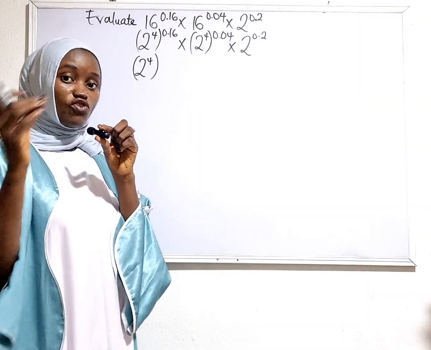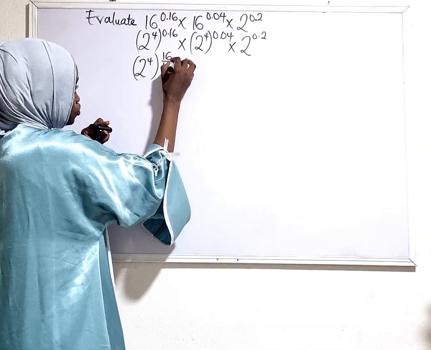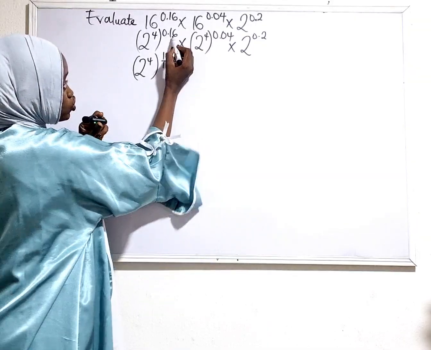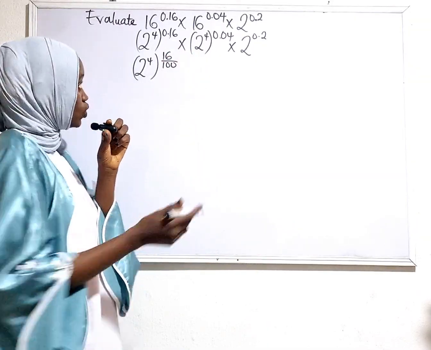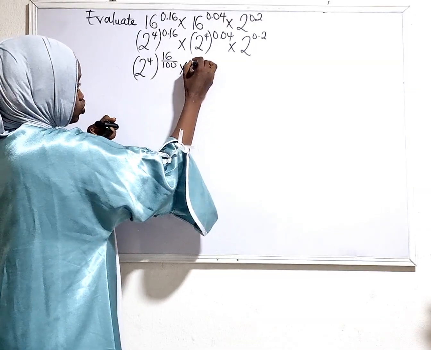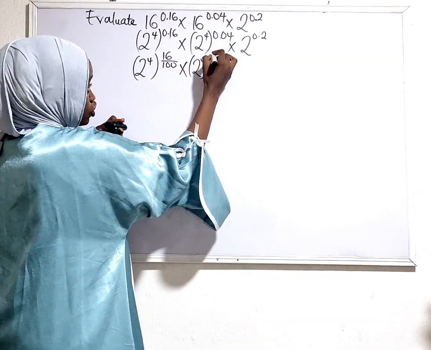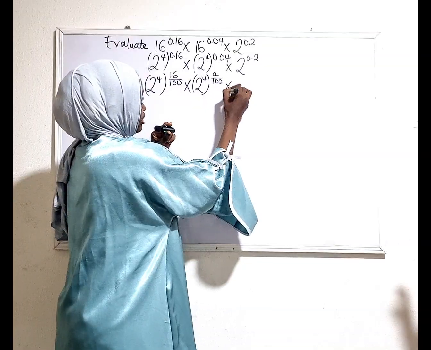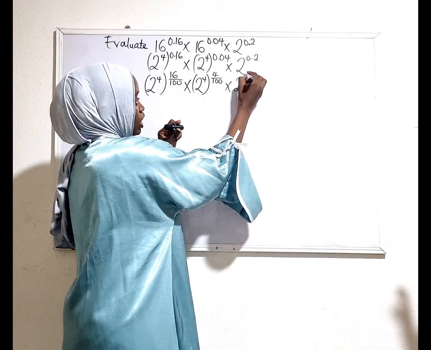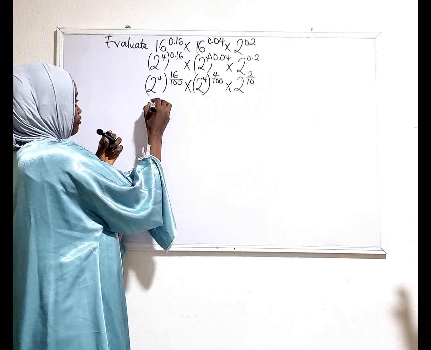0.16 is a decimal. Let's convert it to a fraction. This is 16 over what? Over 100. Why is it over 100? Because there are two numbers after the decimal, so we're going to have two zeros at the denominator, right? Multiplied by 2 to the power of 4. 0.04 is going to be what? 4 over 100. Times 2 to the power of 0.2, which can be written as what? 2 over 10.